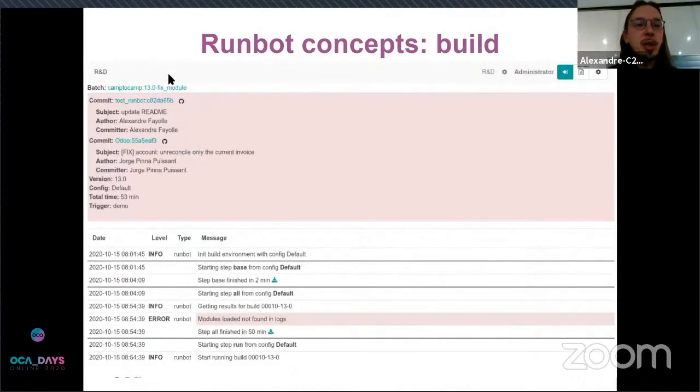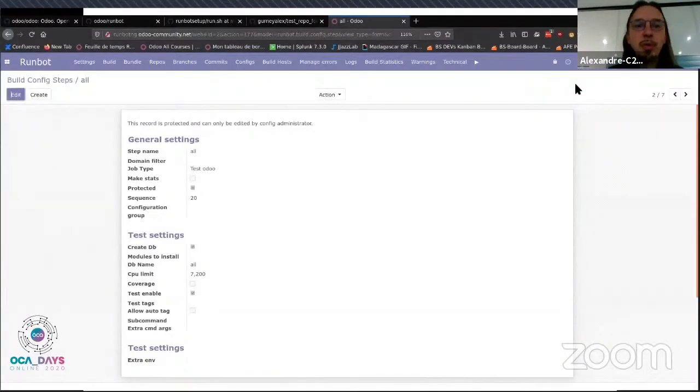So this is a build for a pull request. I changed the commit, it's "update readme". And I see what happened on my build. Step base started yesterday at 8 a.m., finished 2 minutes later. Then step all starting, and you see it took almost 1 hour to run. And then the run starting. And here, I'll switch to the front-end view, the real one.